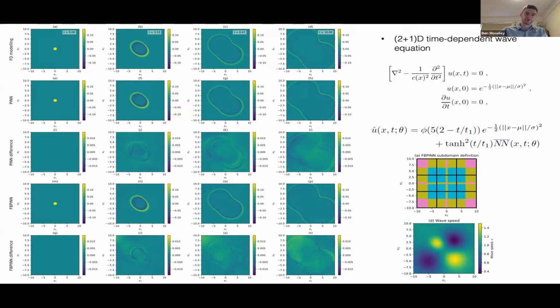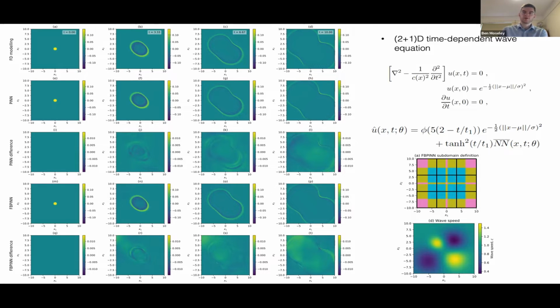And you can see the wavefront kind of squashes and bends depending on the velocity model. And it's a fairly high frequency solution, and the point source is quite small in the domain. So I think it is a fairly challenging problem. I was fairly surprised that the PINN managed to converge for this task. And of course the FBPINN converges too.